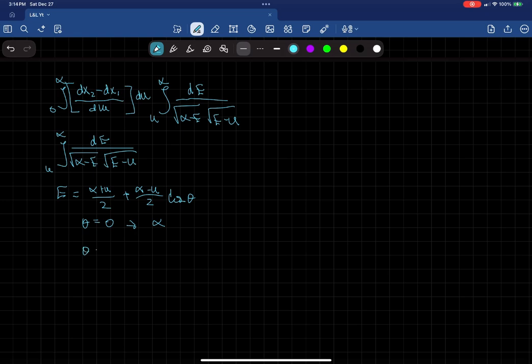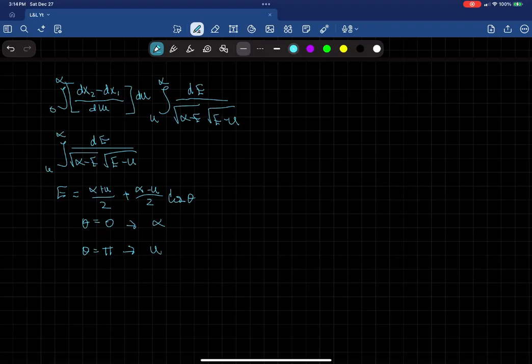And when theta equals pi, I would get cosine of pi, which is negative 1, which gives me alpha minus alpha, which would give me 0, and u over 2 minus u over 2 times negative 1, so it would be u over 2 plus u over 2, which would just give me a value of u, which is exactly what I want.